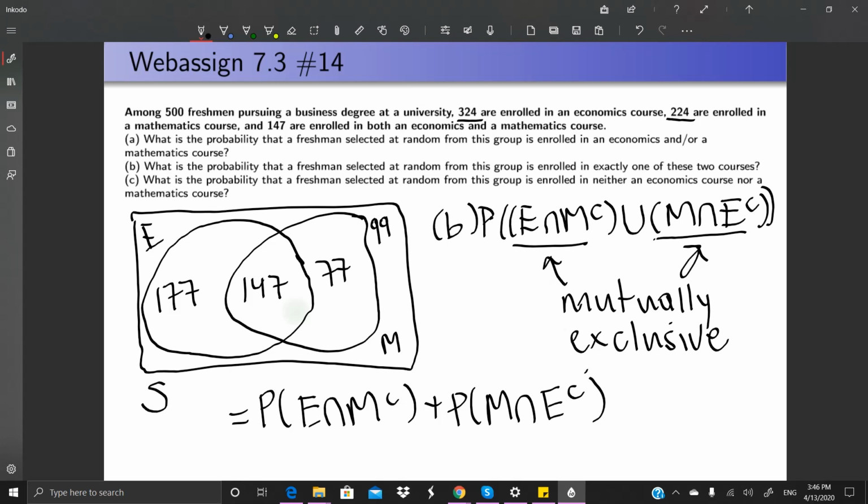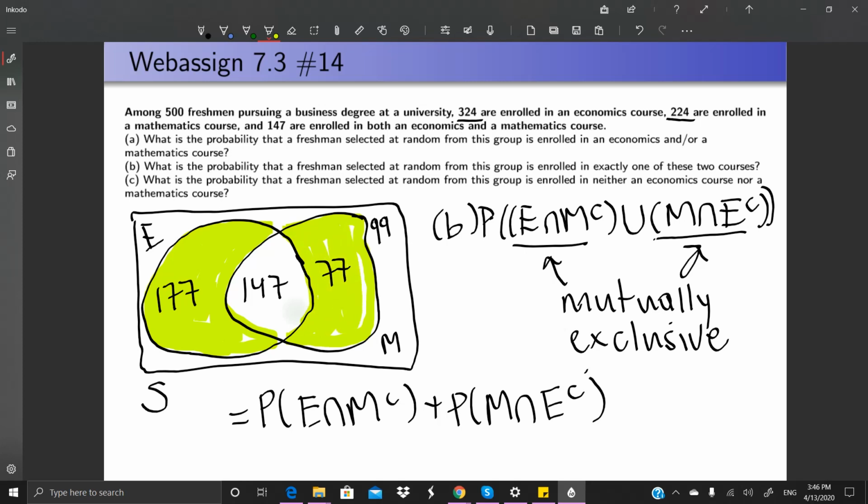And then if you had to look on your Venn diagram and ask yourself, what is E intersect M complement? That's just a piece over here, right? So that will be E intersect M complement. That's everything in E and not in M. Well, what about everything in M and not in E? Well, that's everything over here. And you can see that these sets are disjoint.